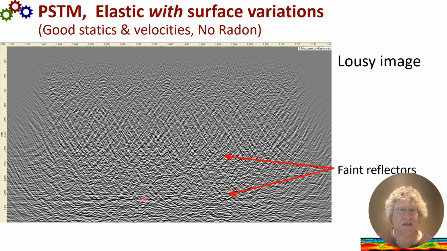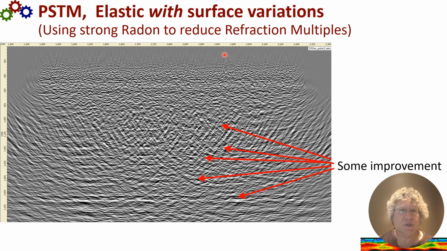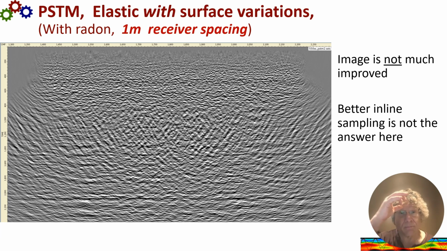There's almost nothing resolved. You have a few faint reflections here and here. These are the strongest reflections in the model. In this case, we used good statics and velocities, but no radon. Now let's include radon in the processing. And you can see the image is significantly better. It's not great, but now you can see more of the reflections here and here, and down deeper. Still not a great image, and this is what we'd like to improve on.